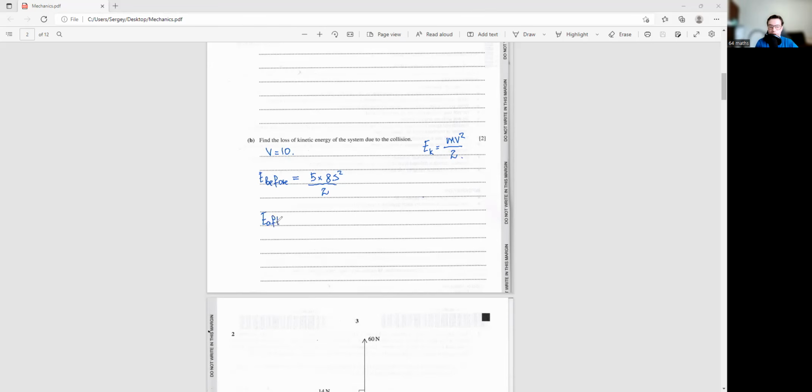The energy after the collision is going to be 5 times 10 over 4 squared over 2, that's sphere A, plus 3 times 10 squared over 2, that's sphere B.